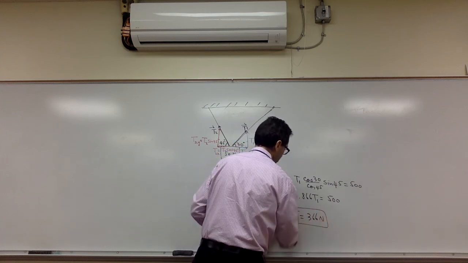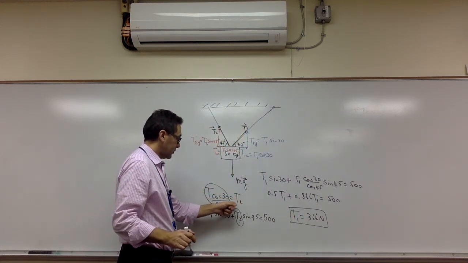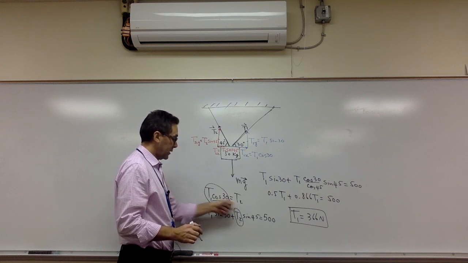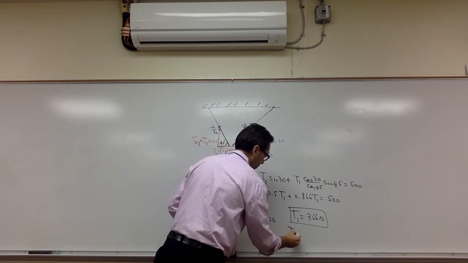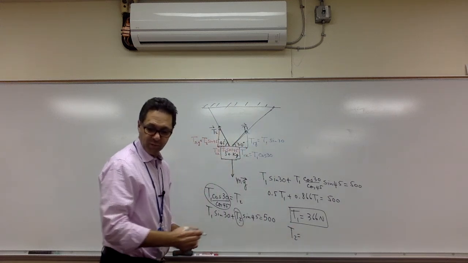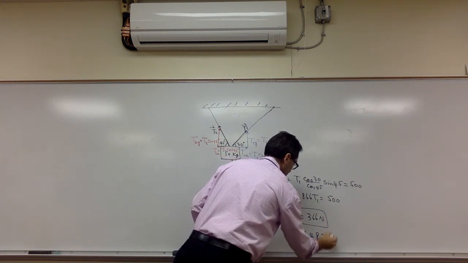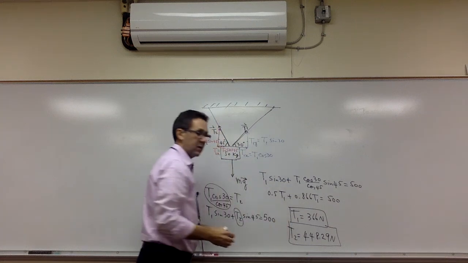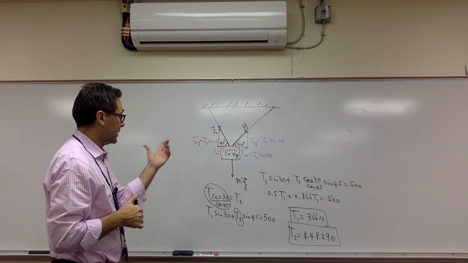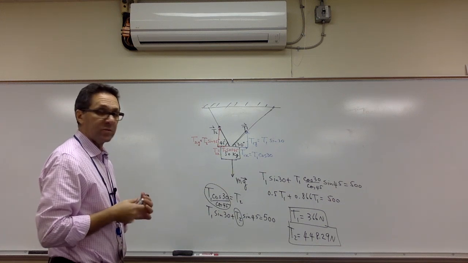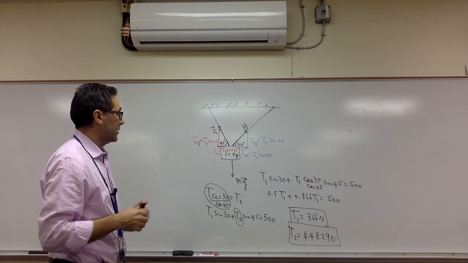366.02, I think, newtons. Now, to find T2, I just go back to this equation here. And I plug in the 366 in here. And I should get a value for T2 equal to 448.29. Okay? And some of them are easier than this, especially if the angles are the same. And that's pretty much how you solve problems where you have to find the tension in the string when something is hanging on the strings.